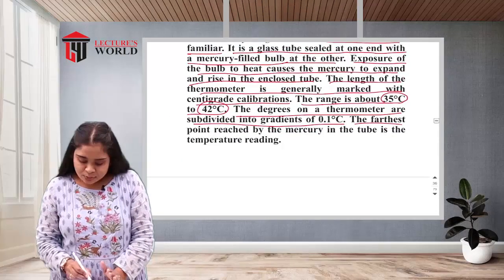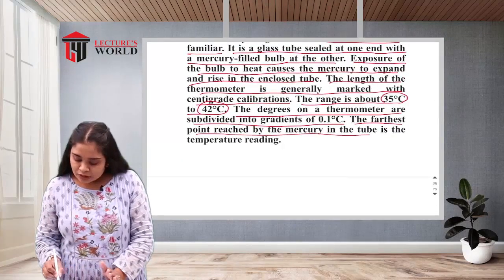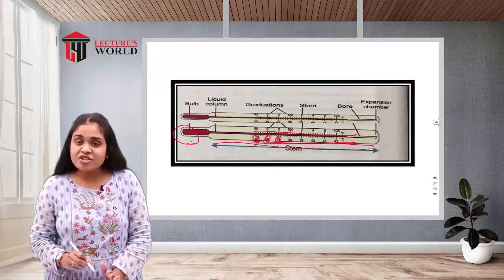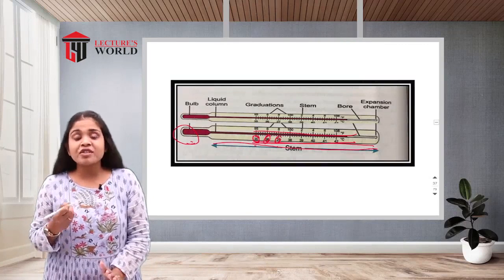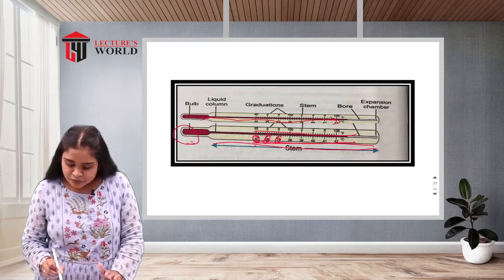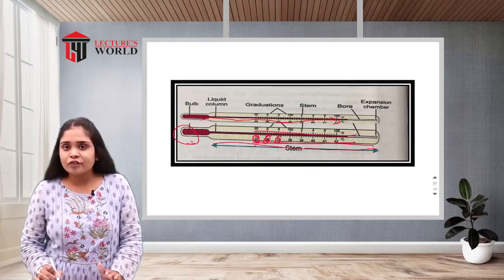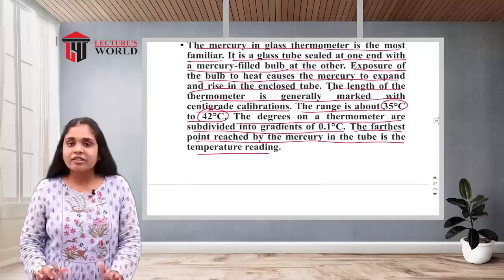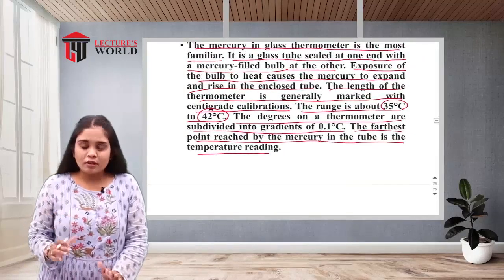The farthest point reached by the mercury in the tube is the temperature reading. When the patient has a fever, the mercury is going to rise like this and go up toward the other end of the thermometer. By that you will have the reading of the patient's temperature.